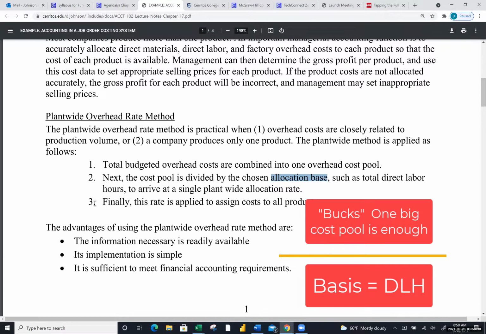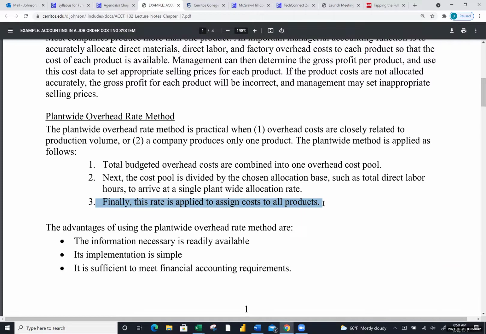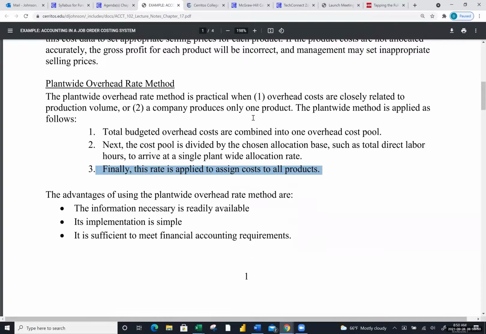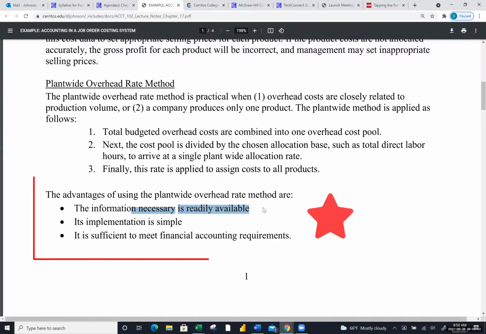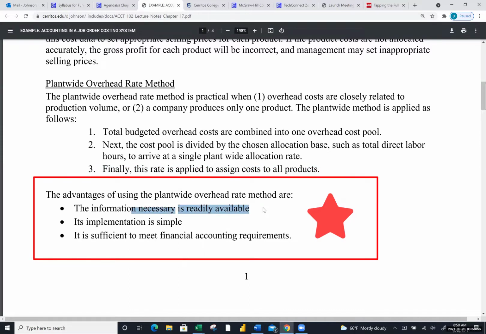One rate, they use that rate, and as the product goes through the manufacturing environment, that rate is applied to all the products. And then we know at the end of the year, there might be some underapplied or overapplied overhead. We've had that discussion. So going back to advantages and disadvantages, the advantage is all the information's at our fingertips. All we got to do is add up the overhead, either estimates or final numbers, depending on when this is being done. So the implementation is simple. It's a simple formula, and it does meet financial accounting requirements.